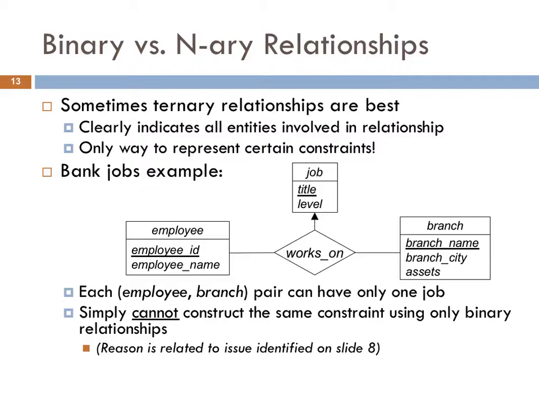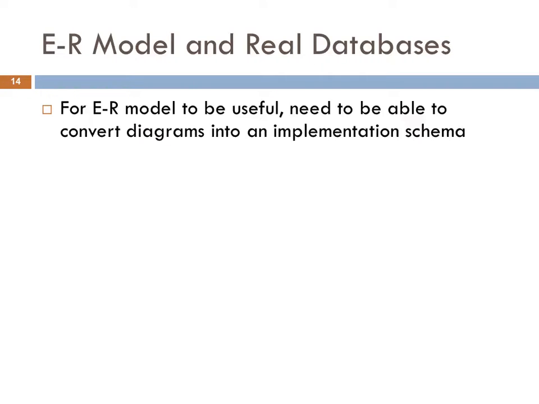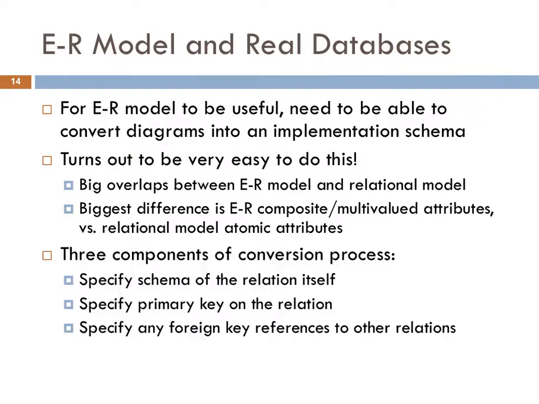Alrighty, so that's that. I think that's enough beating ternary relationship sets to death. Now, if we're going to use this entity relationship model, we do need a way of converting diagrams into an implementation schema. So the whole reason why we like the ER model is that it becomes very straightforward to do that. Like I said, there's big overlaps between that and the relational model. Biggest difference is composite attributes. Remember, that wasn't allowed by the relational model. And then we also had multi-valued attributes, and those also weren't allowed in the relational model. So what do we do about those?